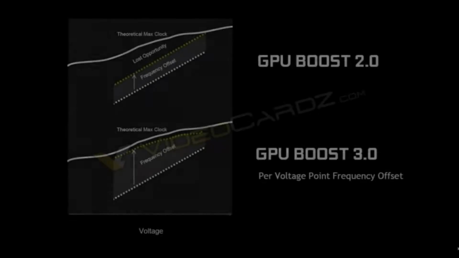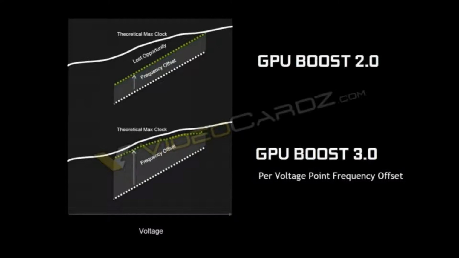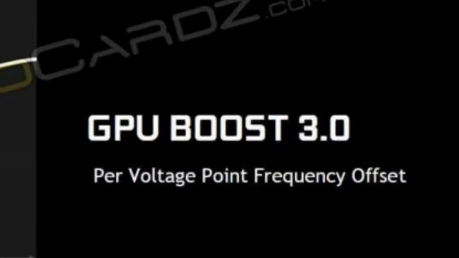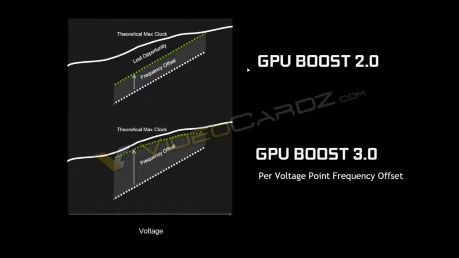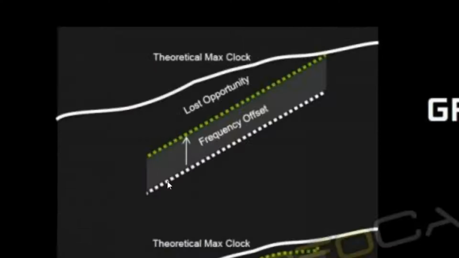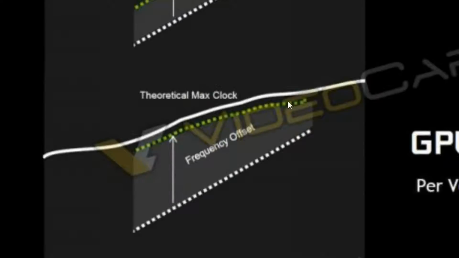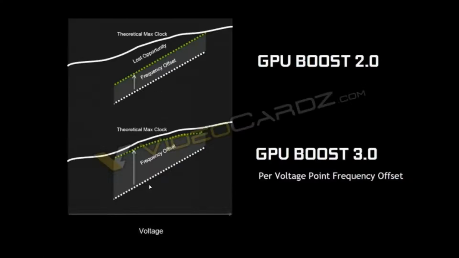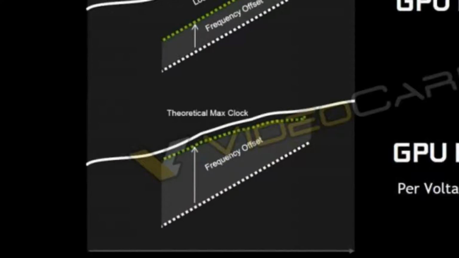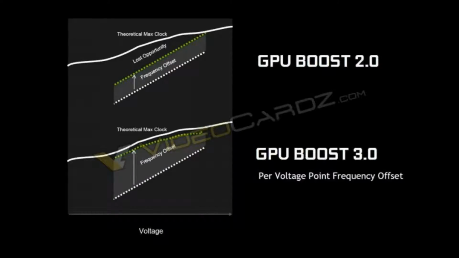Right, there's a new GPU Boost 3.0, with per voltage point frequency offset. Now, in the previous GPU Boost 2.0, what this appears to be showing is the boost wasn't quite so fine-grained, and there was a lost opportunity compared to what the theoretical maximum clock speed was. Now with GPU Boost 3.0, the theoretical maximum clock stays the same, obviously, but the frequency can increase depending on how much voltage is running through the card as well. So this should lead to higher boost clock speed more often, and again is just a natural evolution of power and boosting.